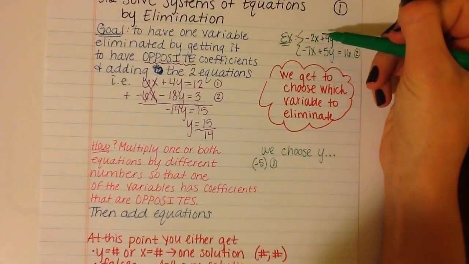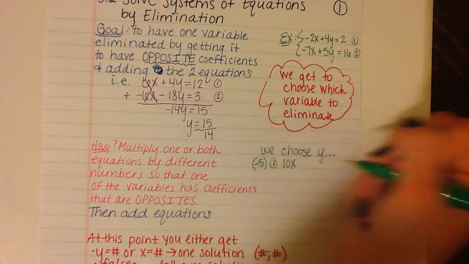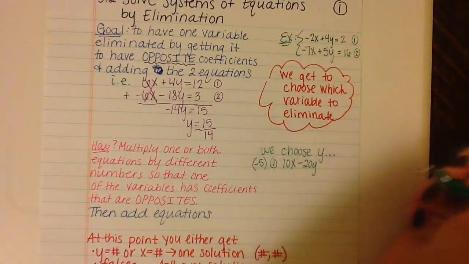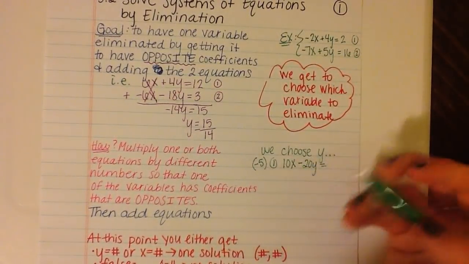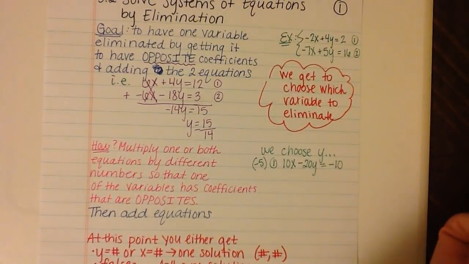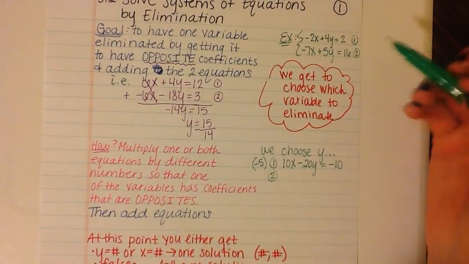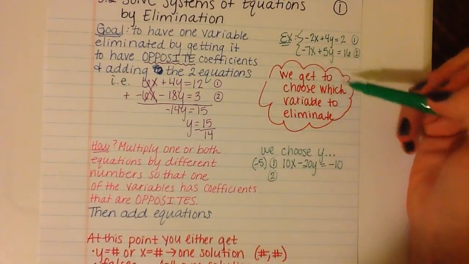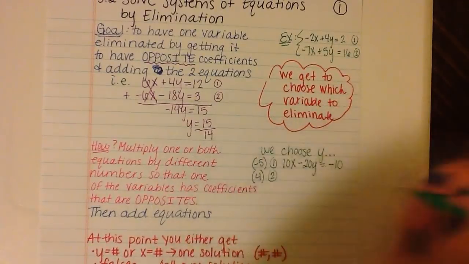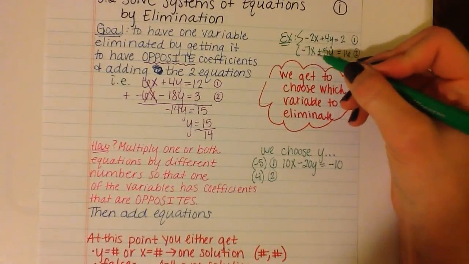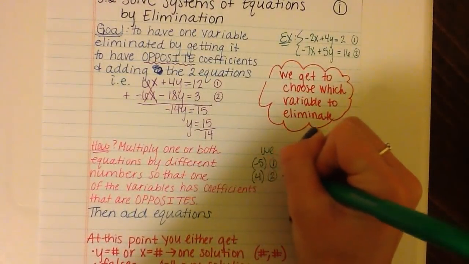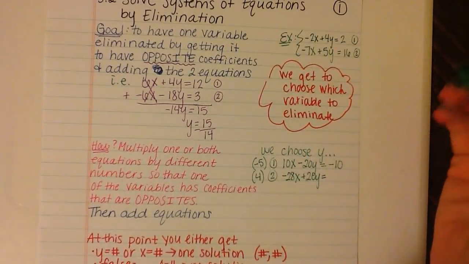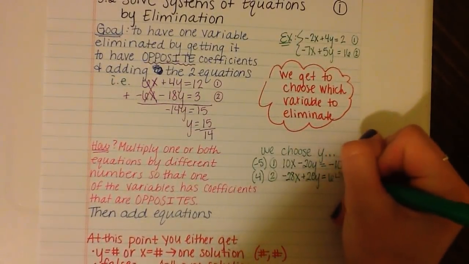So we have negative 2x times negative 5 is 10x. We have 4y times negative 5 is negative 20y. And that equals 2 times negative 5 is negative 10. Okay. So our second equation, if this is negative 20y, we want this piece to be positive 20y, so they will eliminate each other. So we have to multiply this equation by 4. Negative 7x times 4 is negative 28x. 5y times 4 is 20y. And that's going to equal 16 times 4, which is 64.